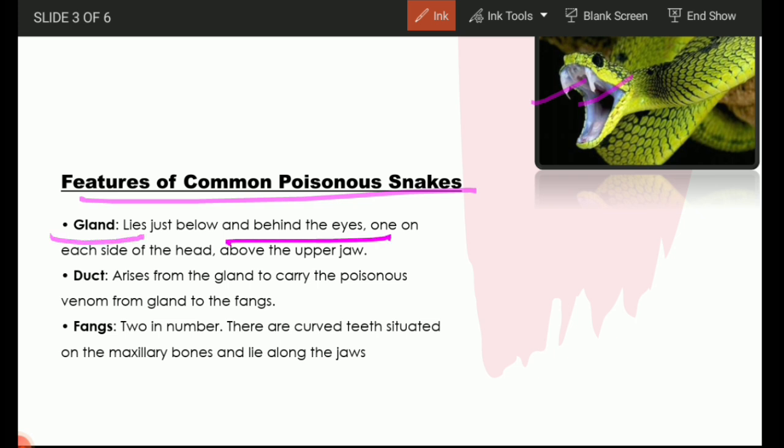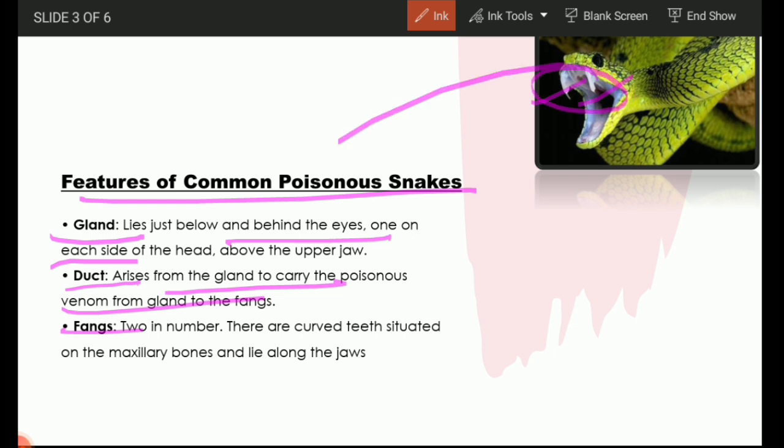Some common features of poisonous snakes include glands which lie just below and behind the eyes, one on each side of the head and above the upper jaw as well. These glands are extremely poisonous, you must know. Then the duct arises from the gland itself, and they carry the venom, the poison. It is also used for preparation of the antidote of snake venom. Antidote is prepared from the snake's venom itself.